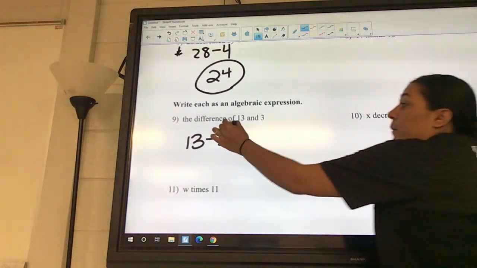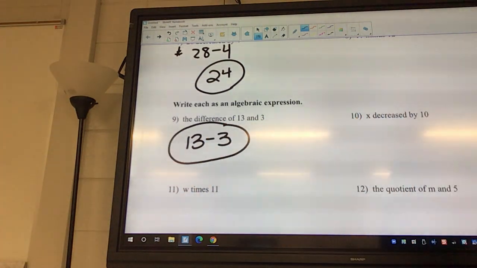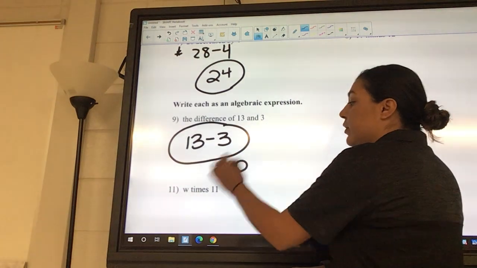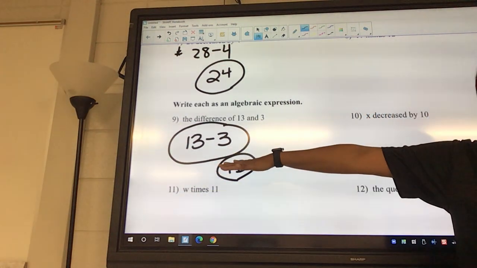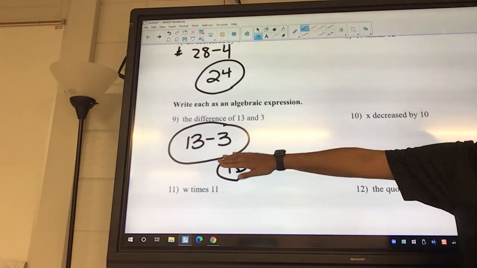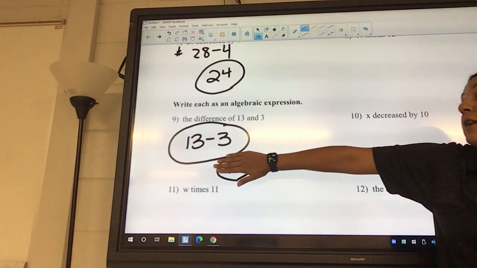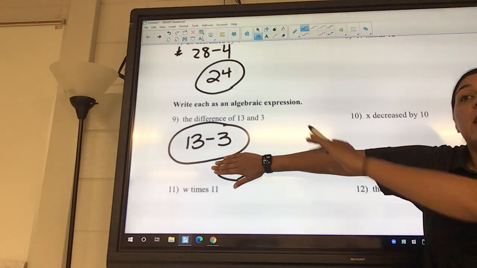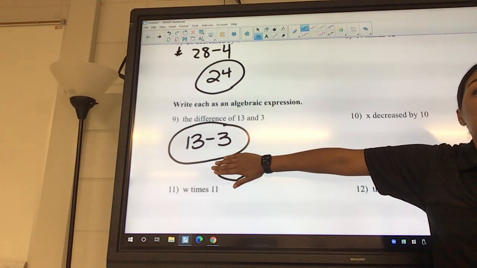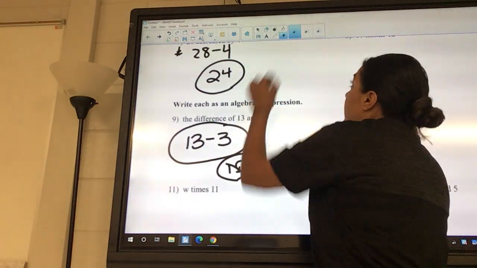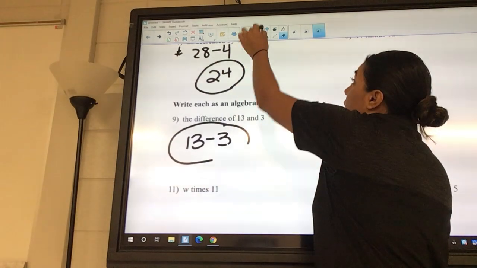It just wants you to write out the problem. Not the answer, just the problem. If you go a step too far and you say 10 and you circle it, is that right or wrong? Wrong. It's wrong because that's not what it's asking you to do. Technically the answer is 10, but I'm asking you to write the algebraic expression. It's as simple as that. If you write down 10, I'm going to mark it wrong.